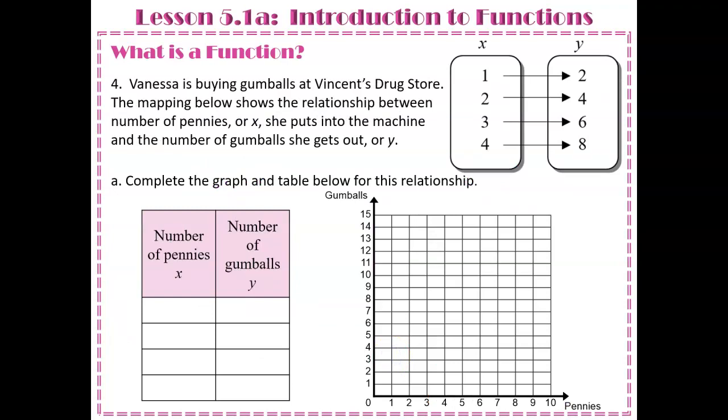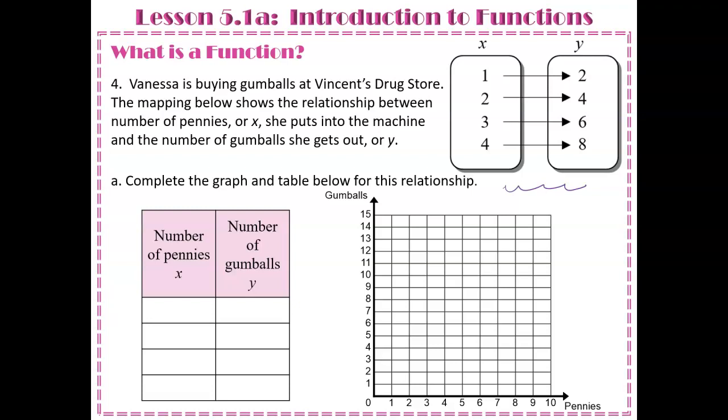Vanessa is buying gumballs at Vincent's drugstore. The mapping below, this is a mapping right here. This is called a mapping. It shows the relationship between the number of pennies, or x, she puts into the machine and the number of gumballs she gets out, or y.